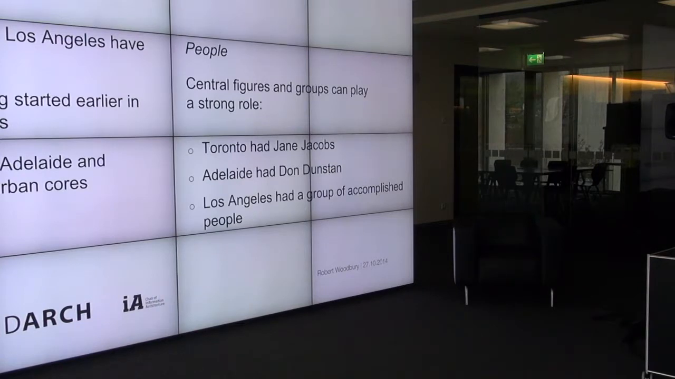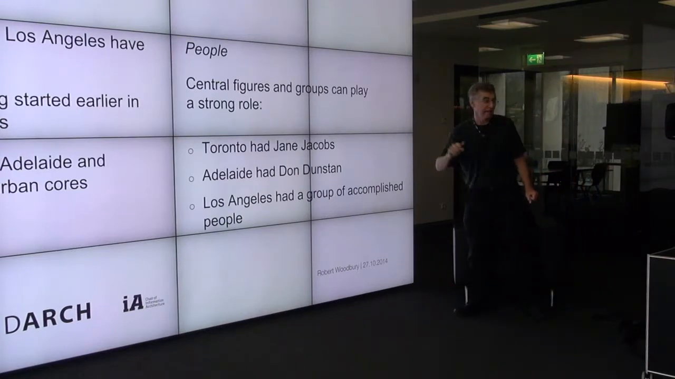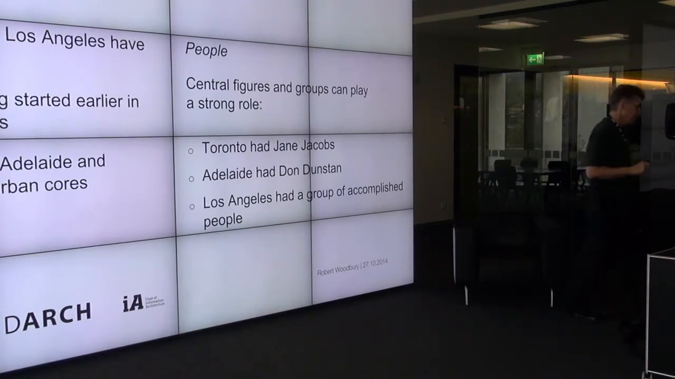That killed the freeways, because when Jane spoke, people listened, and she spoke really, really loudly and clearly. Had a character named Don Dunstan, who was the premier. He wasn't central to the revolt. Because of the freeway revolt, there was a change of government, and Dunstan came in.